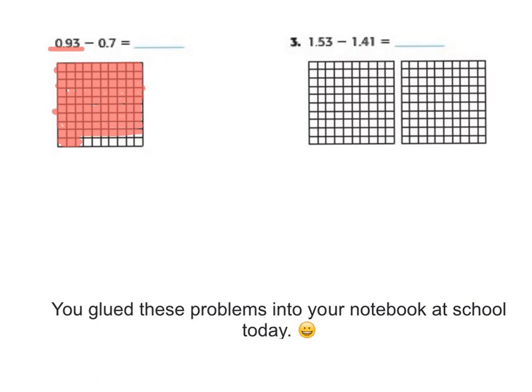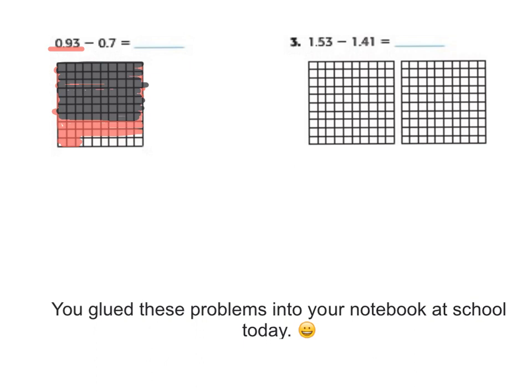The next step is to cross out 7/10. So I can take my black color, or if you're just doing it in your notebook, you can cross out using X's. But I can cross out 7/10. So I want to cross out 7 of these rows. So it's 4, 5, 6, 7.